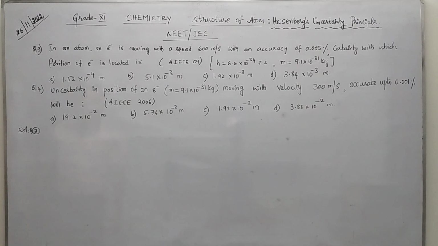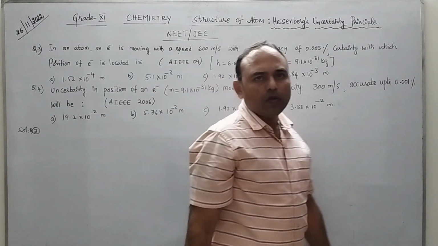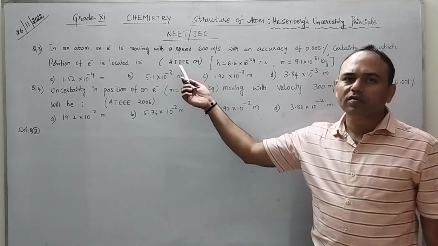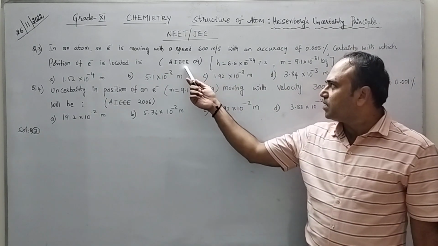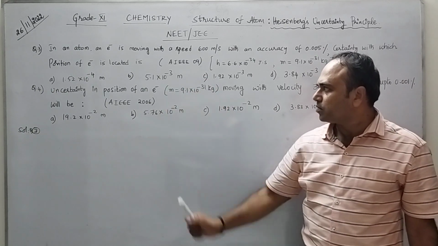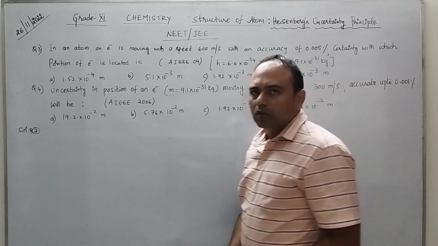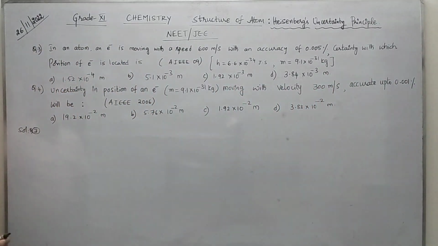Next let us see question number 3 and 4. For a few minutes, just pause the video and try to solve the question. It was asked in AIEEE 2009, and the second question, that is AIEEE 2006. So how to solve this? Again, using Heisenberg's uncertainty principle.